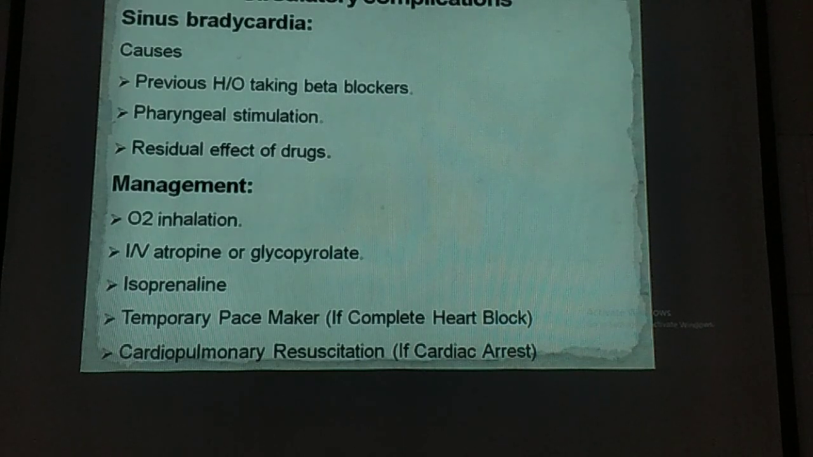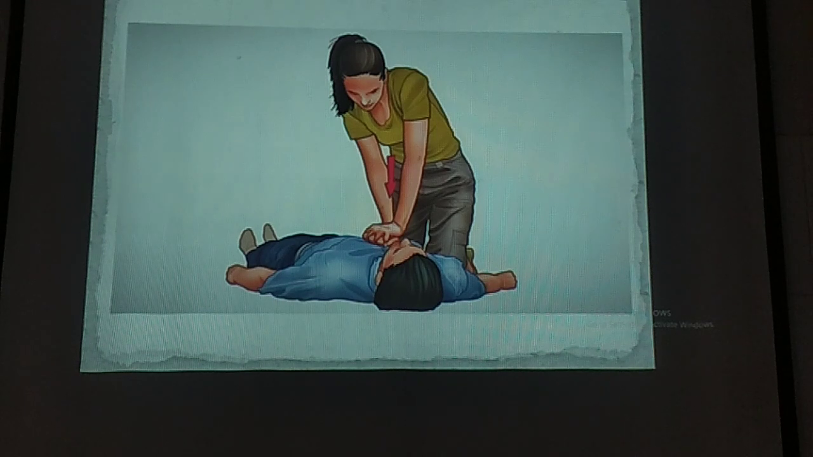Circulatory complication, sinus bradycardia. Causes: previous history of taking beta blocker, pharyngeal stimulation, residual effects of drugs. Management: oxygen inhalation, intravenous atropine or glycopyrrolate, isoprenaline, temporary pacemaker if complete heart block, cardiopulmonary resuscitation if cardiac arrest. Here is an image of cardiopulmonary resuscitation.